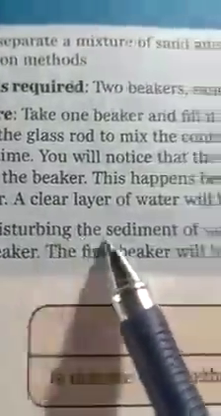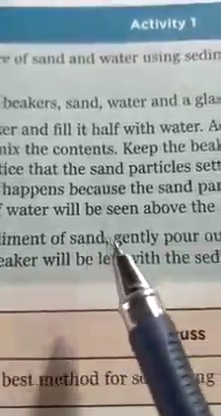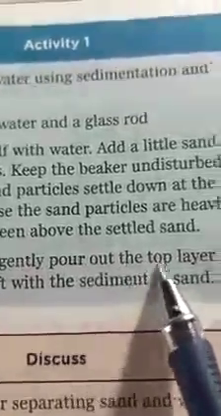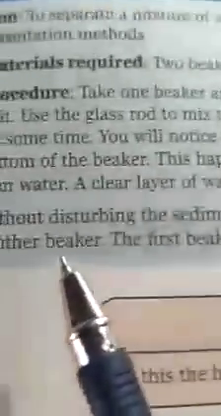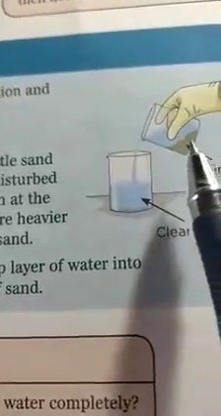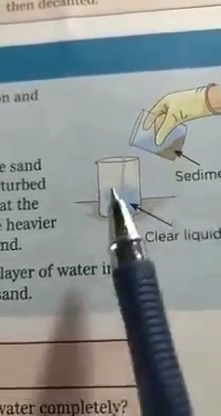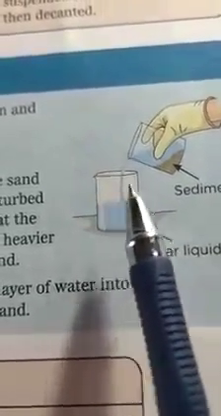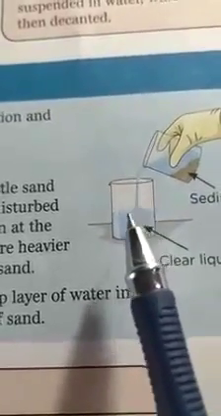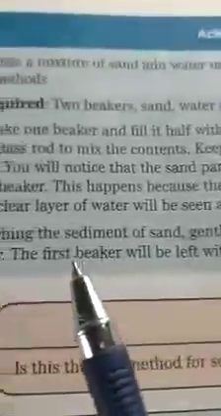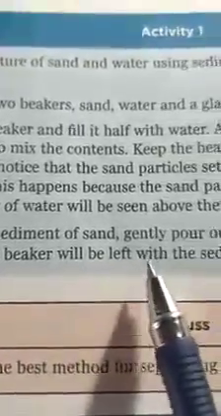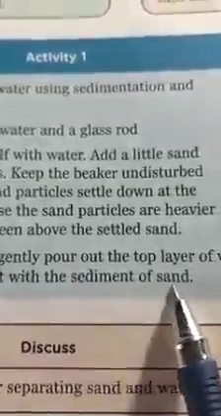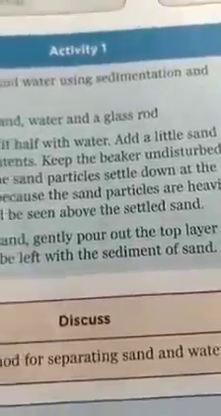Now, without disturbing the sediment of the sand, gently pour out the top layer of the water into another beaker. Dear students, without disturbing, we take the sandy water, and whatever layer is on the top of the beaker, we separate out by the decantation process. The first beaker will be left with the sediments of the sand. So dear students, by this sedimentation and decantation process, we can separate them.